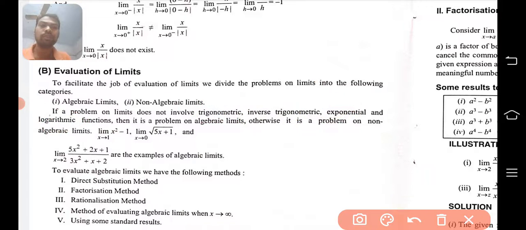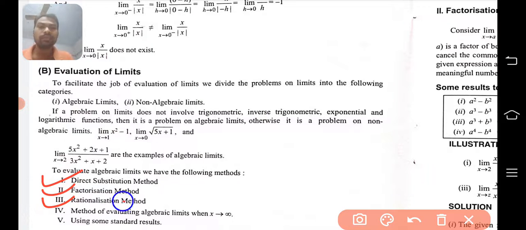Whenever we have a form other than this, it is called an algebraic function, like a polynomial form, or where we have to calculate the limit of a function with a square root. Such a function is called an algebraic function. We have already discussed different methods to calculate the algebraic limit. There are basically 5 methods that we generally follow. In our previous class, we talked about the direct substitution method, factorization method, and rationalization method.